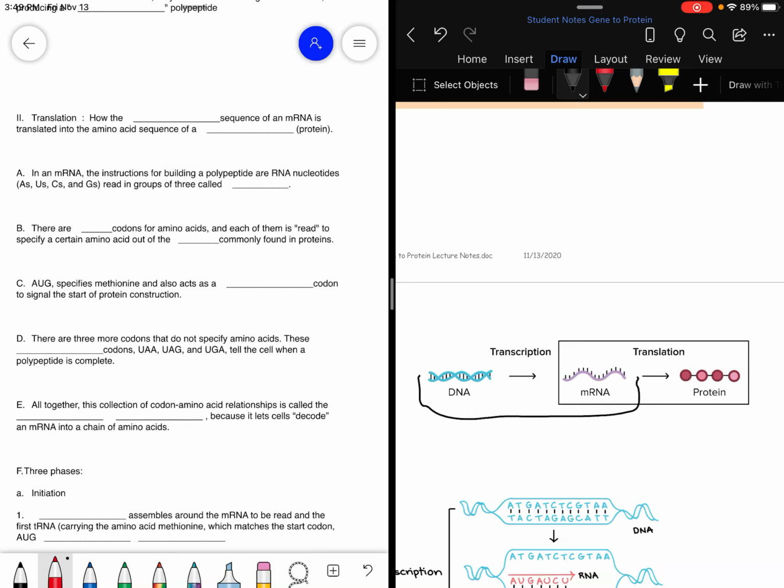These are your notes for Chapter 9, Part 2, Translation. As you can recall from the transcription section, we were talking about DNA making RNA. In the translation section, we are going to be in this next section of RNA making proteins.